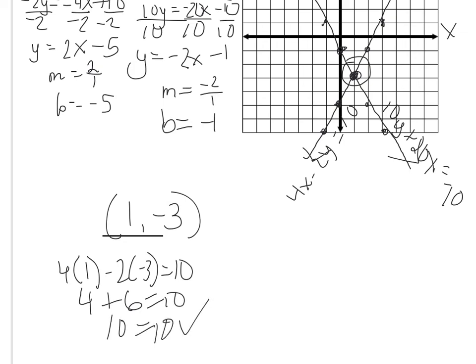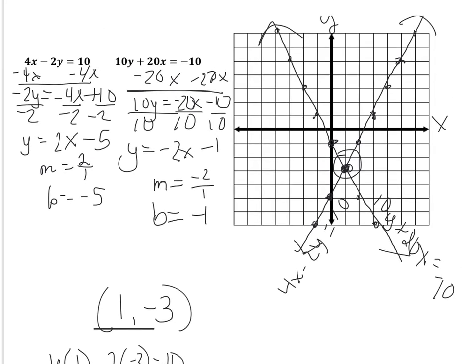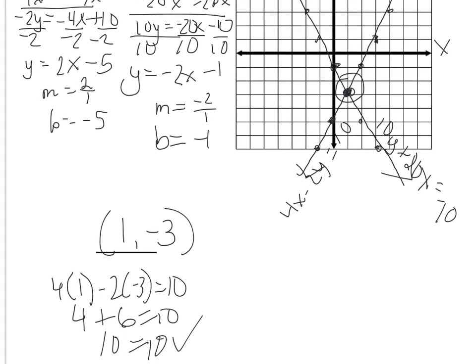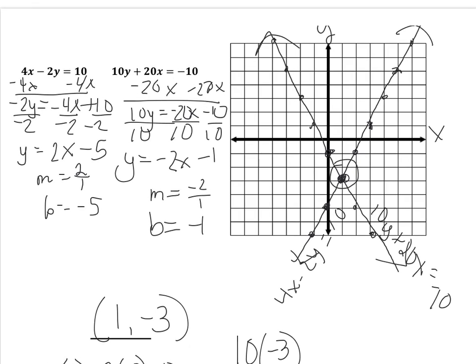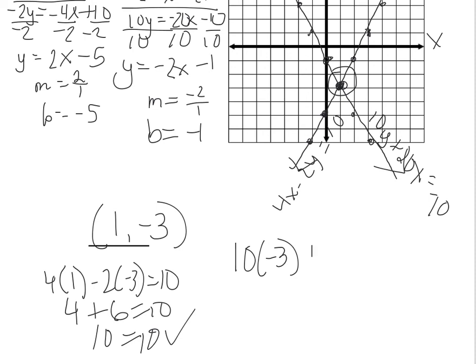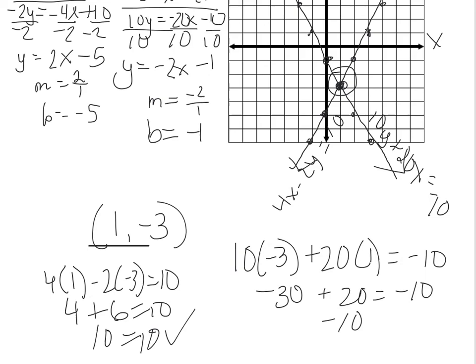You should also check it in the second equation. 10y plus 20x equals negative 10. So 10y would be 10 times negative 3. Plus 20x would be plus 20 times 1. It should be equal to negative 10. You get negative 30 plus 20 equals negative 10, and look what you get. Negative 10 equals negative 10, and it checks.